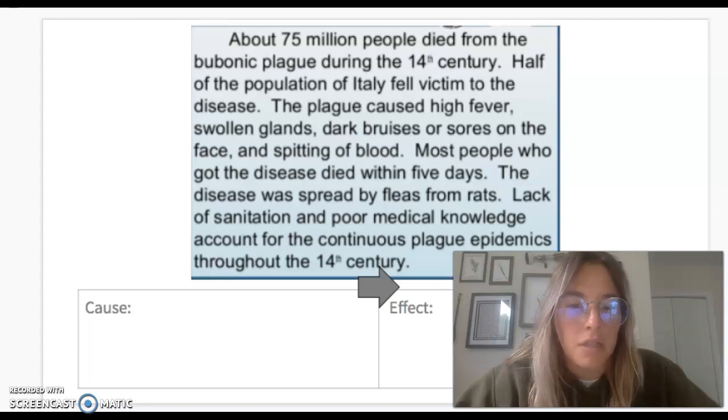Most people who got the disease died within 5 days. The disease was spread by fleas from rats. Lack of sanitation and poor medical knowledge account for the continuous plague epidemics through the 14th century.